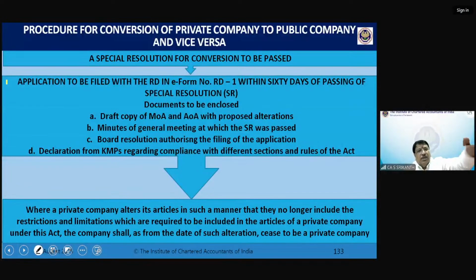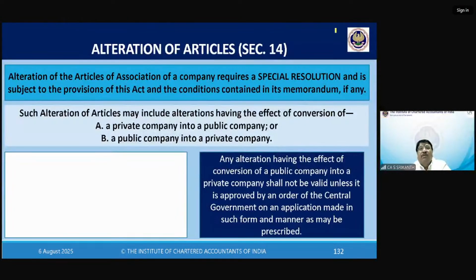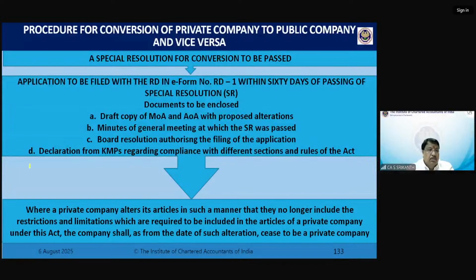So you have to pass a special resolution for conversion. Then you have to apply to the RD in e-form RD1 within 60 days. And documents, you have to give the MOA, AOA, and a declaration from KMPs. See, once you convert from private to public, then you have to be very, very careful. In both cases, you have to file RD1. But for conversion from public to private, you have to get approval of the RD.